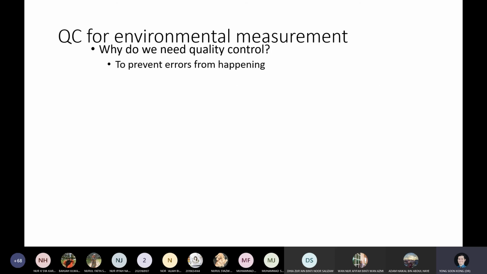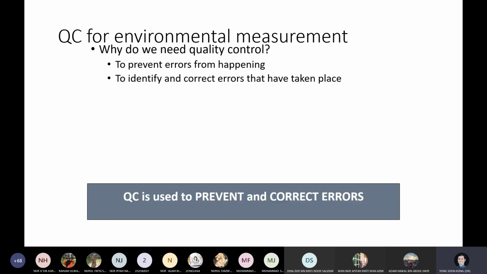So why do we need to control the quality? That is because, as we learned just now, there are so many variables that can change the quality of your water sample. So in order to prevent that from interrupting your actual intention, you will try to minimize those variables, or at least try to minimize the error coming from these variables.